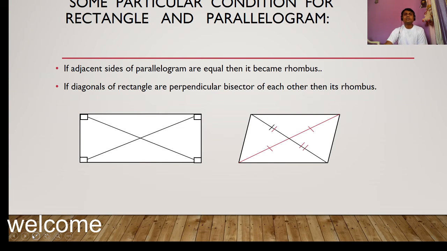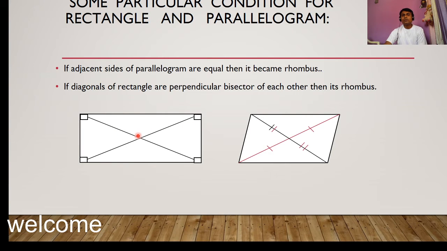Some particular conditions for rectangle and parallelogram: if adjacent sides of a parallelogram are equal, then it becomes a rhombus. This is a parallelogram, let's consider, and if their adjacent sides are equal. The property of a parallelogram says that opposite sides are equal and opposite angles are equal. And if the parallelogram has adjacent sides equal, meaning this side equals this, then all sides become equal. That's why if an adjacent pair of sides is equal in a parallelogram, then it becomes a rhombus.